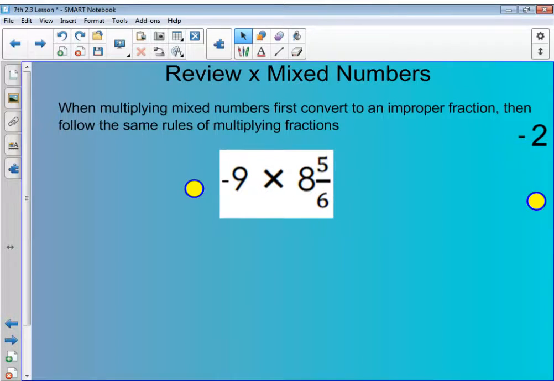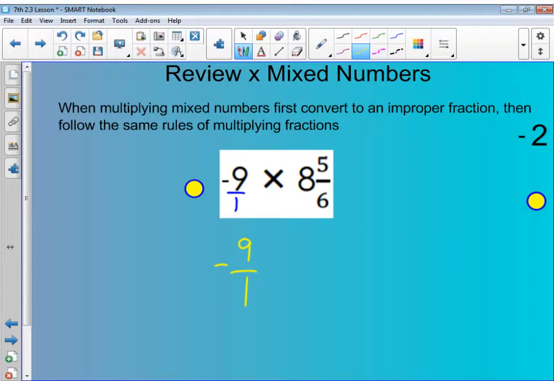Okay, so your first step is to change these into improper fractions. So here I've got a whole number. Well, anytime we have a whole number, it can always be written as a fraction by writing it over 1. Okay, so there's my first fraction, negative 9 over 1. To change 8 and 5/6, we're going to multiply. So 6 times 8 is 48 plus 5. So 48 plus 5 is going to give me 53 over 6, and we're multiplying these.